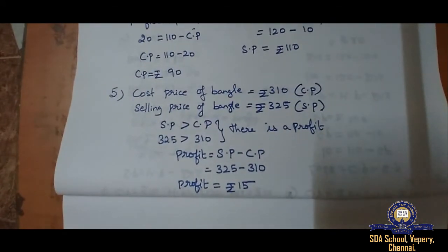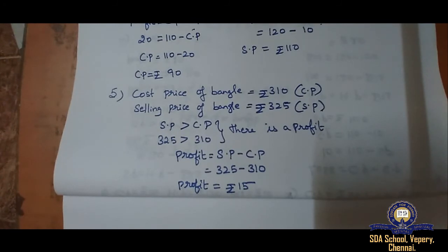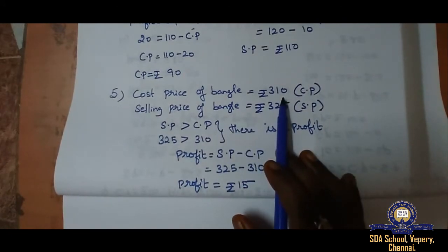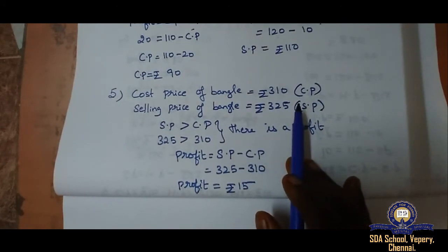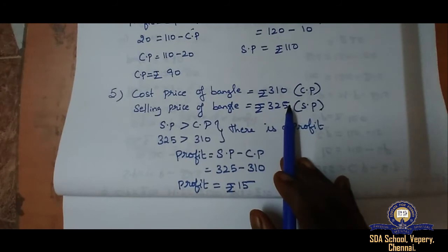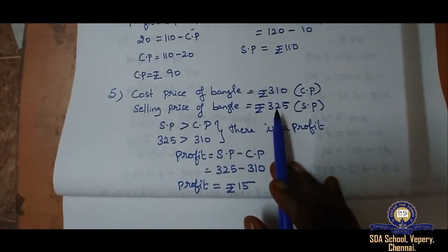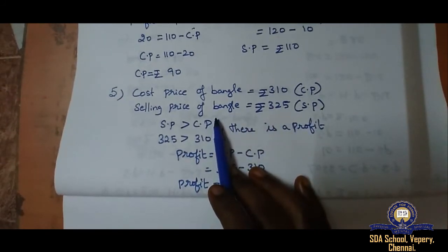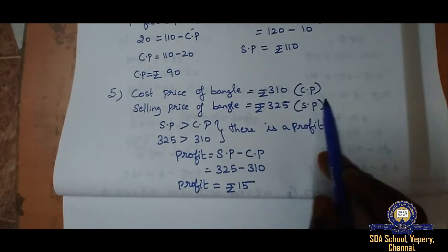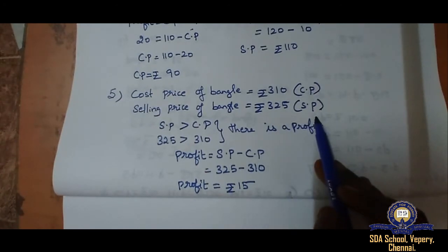Next, fifth question. One statement problem. Rani bought a set of bangle for 310. For rupees 310 she bought, that is cost price. She has bought from the shop. Cost price of a bangle is 310. Her neighbor liked it most. Her neighbor liked the bangle very much. So Rani sold it to her for 325. So what she did, she sold the same bangle to the neighbor for rupees 325. This is cost price and she sold, that is selling price.